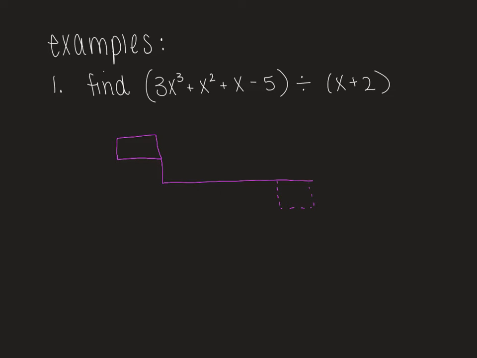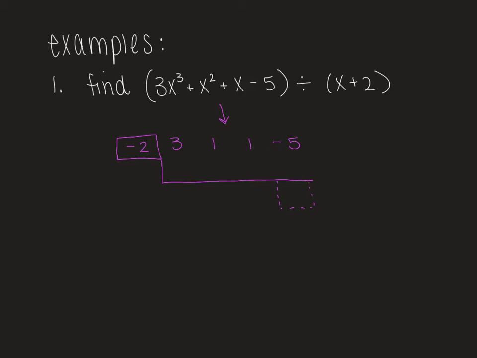So let's put our values in there. So starting with our leading coefficients, we have 3, 1, 1, and -5. Those are the coefficients from my dividend. And then if you look at my divisor, it's x plus 2. So I'm going to be putting a -2 on the outside. Okay, so nothing else is going to get filled in yet. Now we actually have to do a little bit of math.